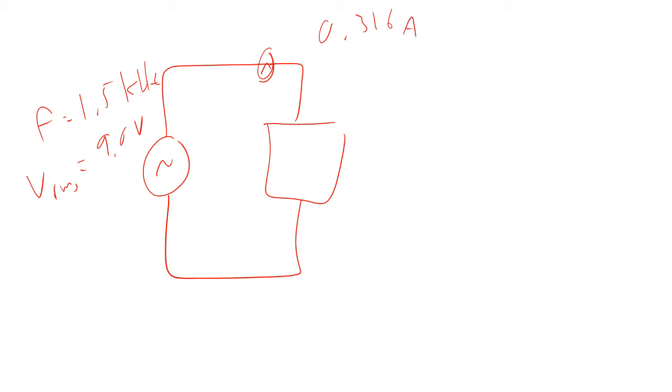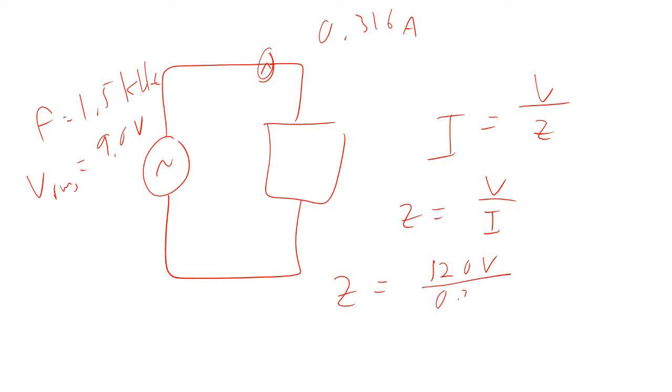Okay, well, this is now an AC circuit, so you know the current is going to be V over Z. So the Z is just going to be V over I. So the impedance is now going to be 9 volts divided by 0.316 amps. And so that turns out to be equal to 28.5 ohms. Okay, so, well, that's not the same as you got before, because before you got 15.6 ohms.